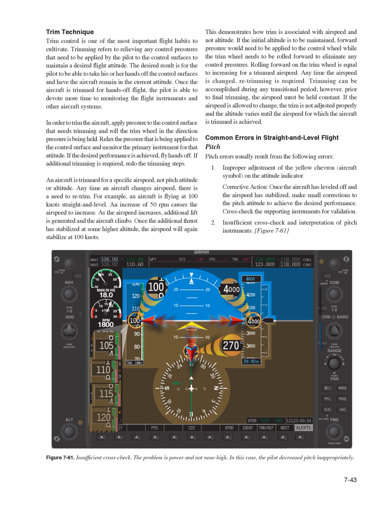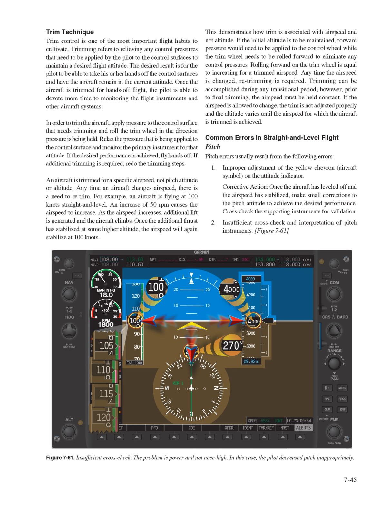Common errors in straight and level flight. Pitch errors usually result from the following errors. 1. Improper adjustment of the yellow chevron, aircraft symbol, on the attitude indicator. Corrective action. Once the aircraft has leveled off and the airspeed has stabilized, make small corrections to the pitch attitude to achieve the desired performance. Cross-check the supporting instruments for validation.